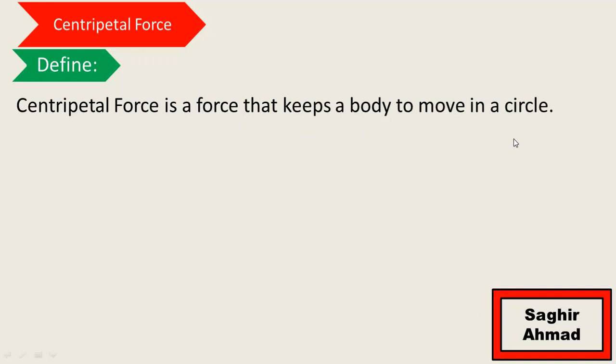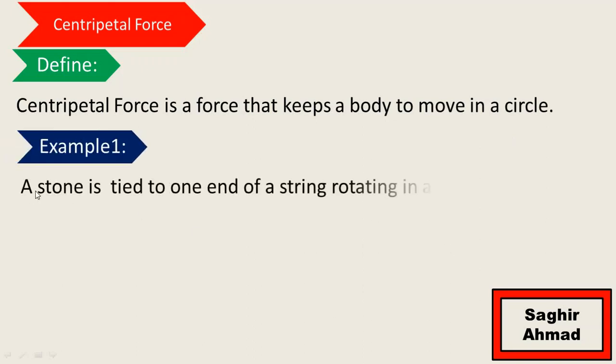Now we take two examples. There are many examples in your daily life, but we are taking two. Example number 1: take a stone tied to one end of a string, rotating in a circle. Let me explain it. Take a string, it has two ends. Take one end in your hand and tie a stone to the second end. Then move it in a circle.